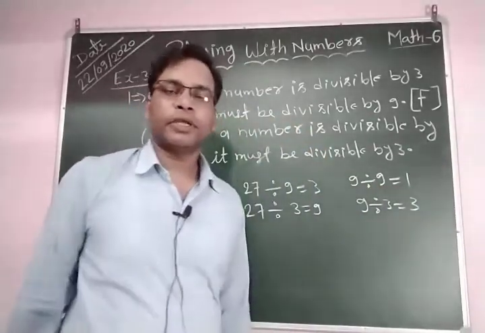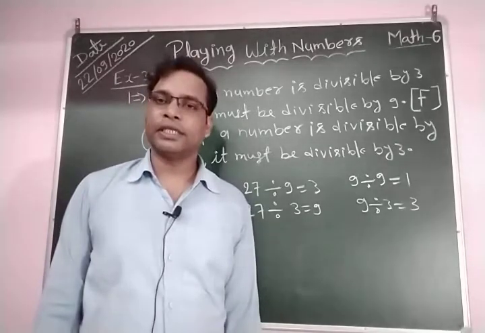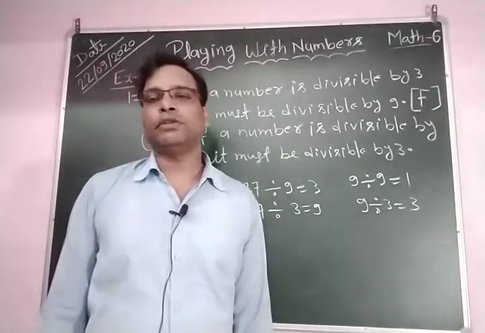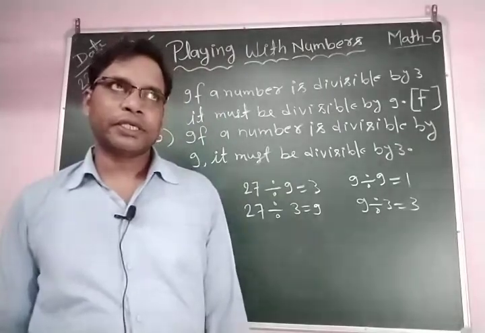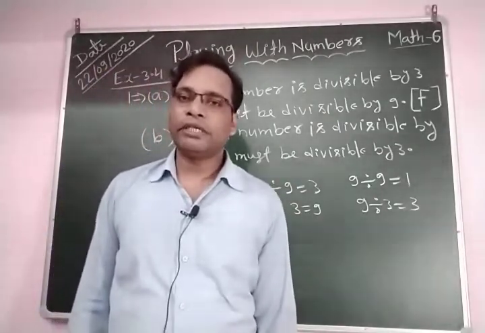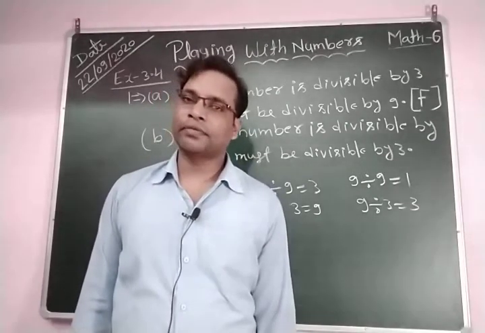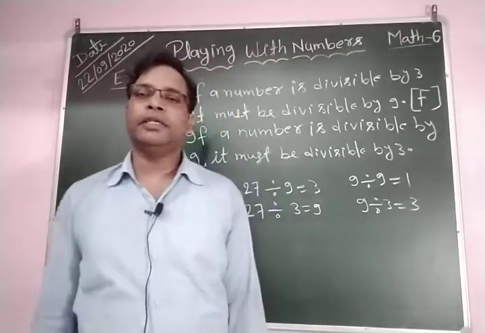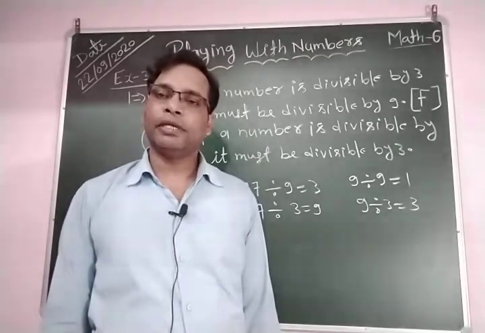9 is a multiple of 3, so all numbers that are divisible by 9 are also divisible by 3. The divisibility test of 9 and the divisibility test of 3 are similar. The divisibility test of 9 is that a number is divisible by 9 if the sum of the digits of the number is divisible by 9. What is the divisibility test of 9? A number is divisible by 9 if the sum of the digits of the number is divisible by 9.